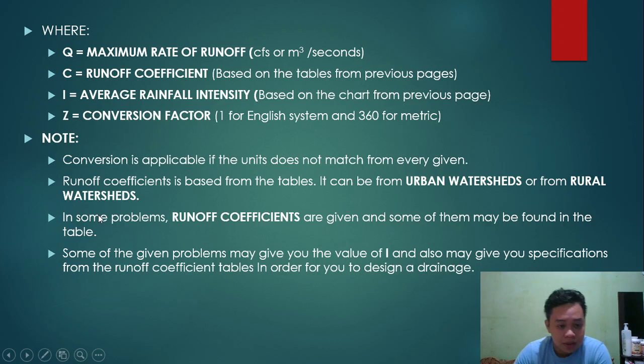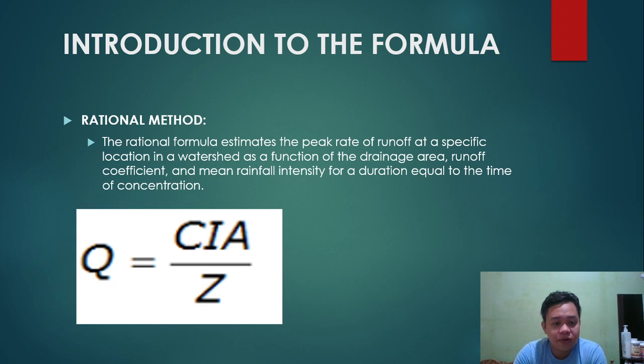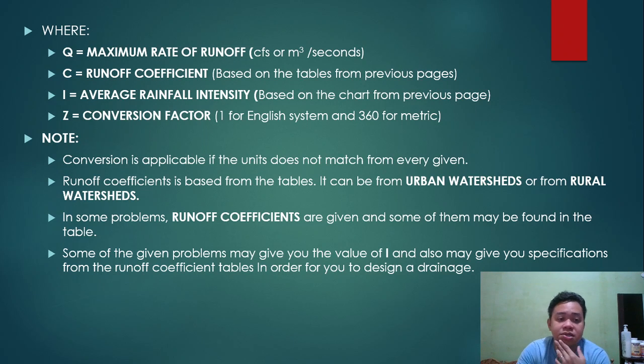In some problems, in my sample problems, runoff coefficients are given and some of them may be found in the table. Some of the given problems may also give you the value of I, the average rainfall intensity, in order for you to design a drainage. After I introduce to you the formula, we'll be solving some problems.